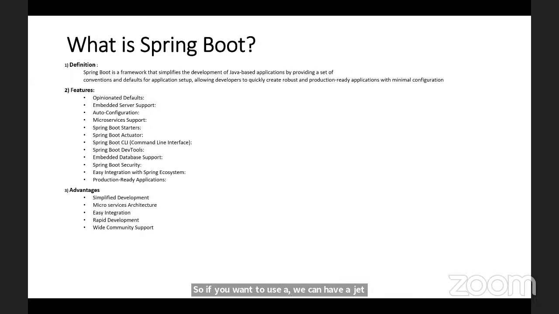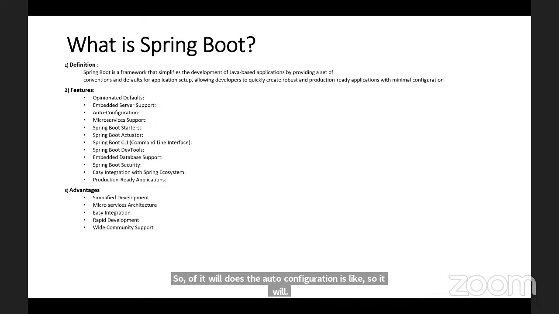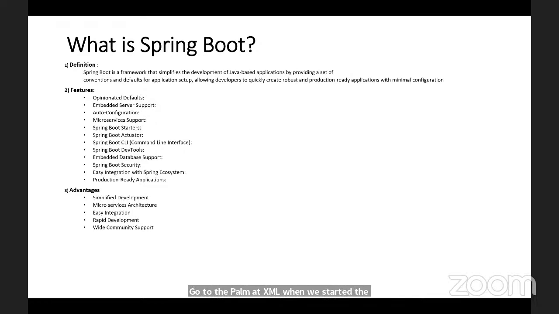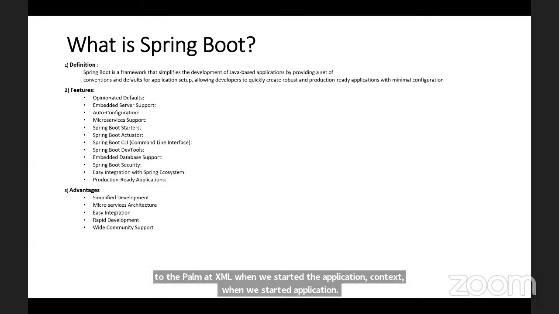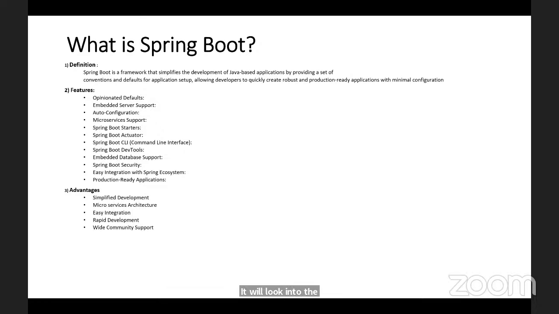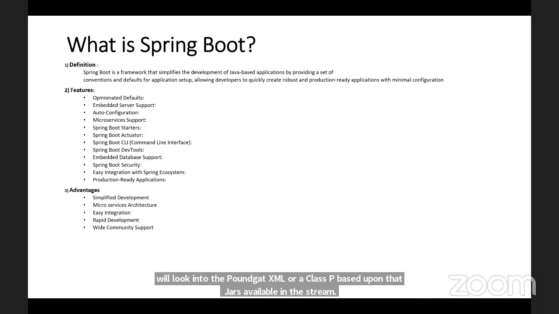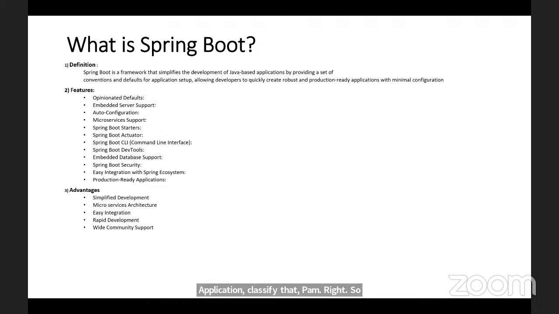The third feature is auto configuration. As I said, Spring Boot is famous for auto configuration. How it does the auto configuration is, when we start the application context, it will look into the pom.xml or classpath, based upon the jars available in the Spring application classpath or pom.xml. So it will do some auto configuration. If you don't provide any external configuration, it has some default configuration, so it will do that configuration.